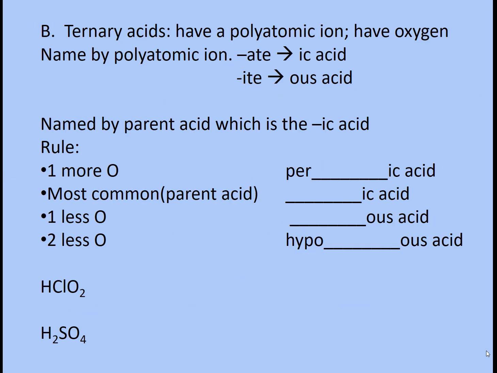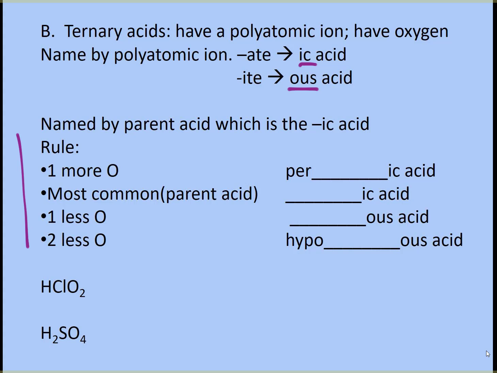Ternary acids means that there's a polyatomic ion. And usually the polyatomic ion has oxygen in it. And it's named by the polyatomic ion. So look at the polyatomic ion. If the polyatomic ion ends in ate, then your ending of your acid will go to ic. If it ends in ite, then your acid will end in ous.